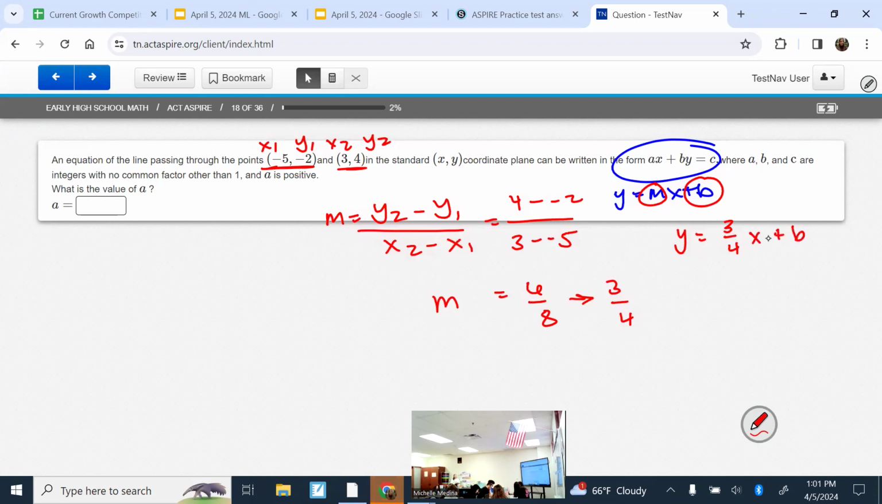To find my y-intercept, I can solve for that now that I have my slope. I'm just gonna pick one of the coordinates. It doesn't matter which one. I'll take the one that I think would be easier to work with, the 3/4. And I'll plug in this x and y into this and solve for b. So my y is 4. My x is 3.